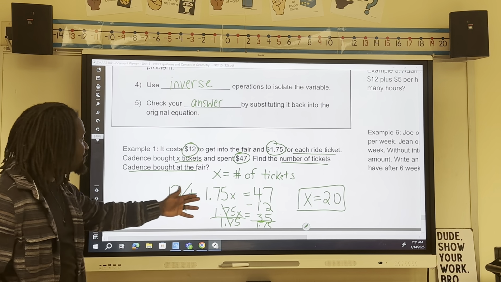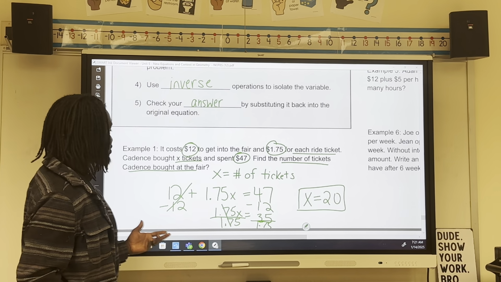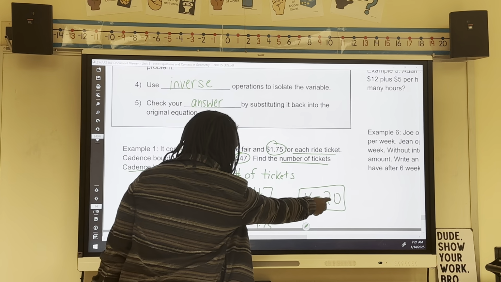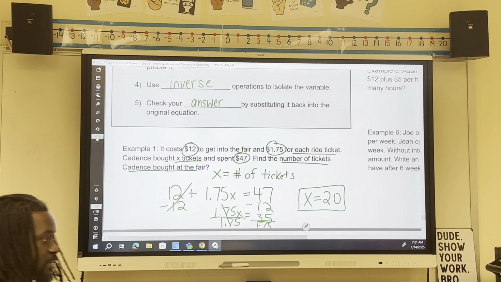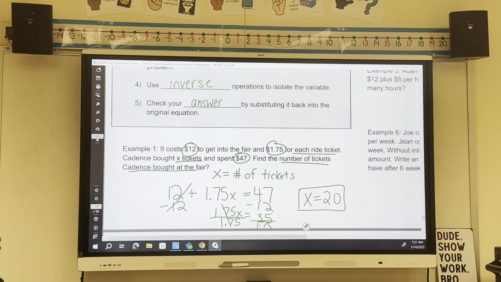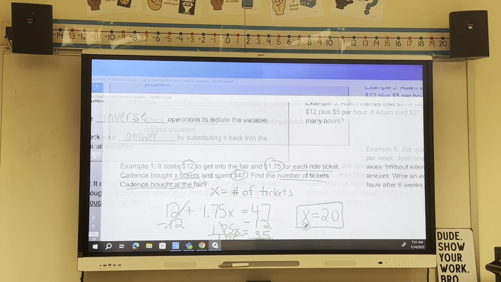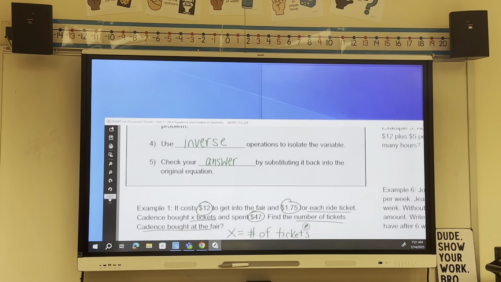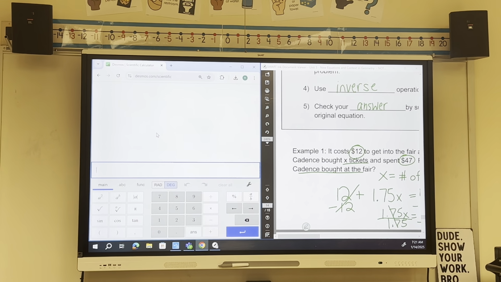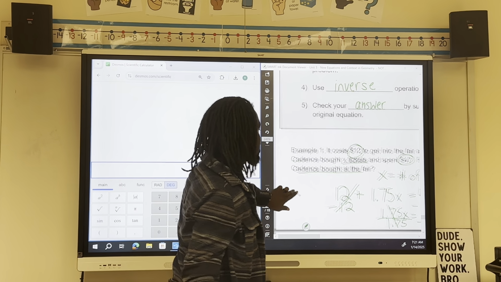Well, to verify, to check my answer, what I'm going to do is take the 20 and put it in for x. And that is going to tell me whether or not I got my answer correct. And I want to show you how to do that because checking your answers is going to be super important, because in all of these questions, I can know whether or not my answer is correct.